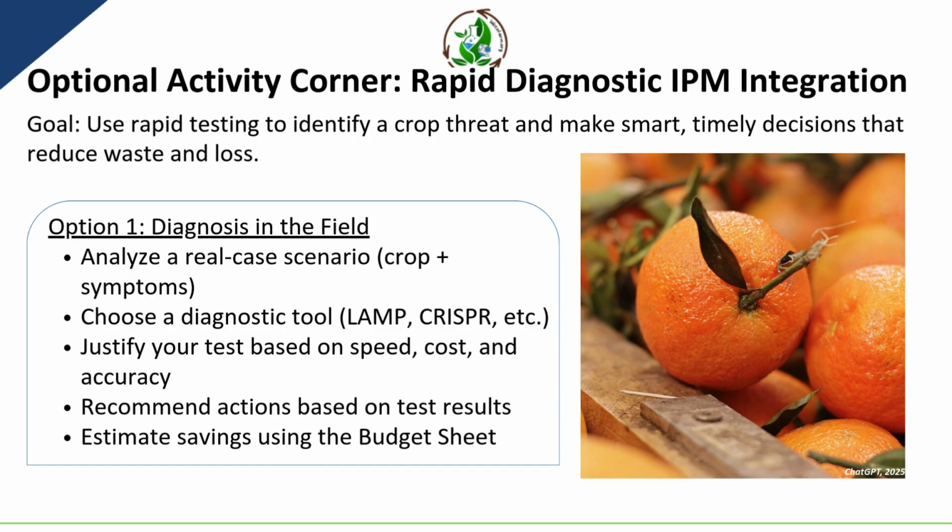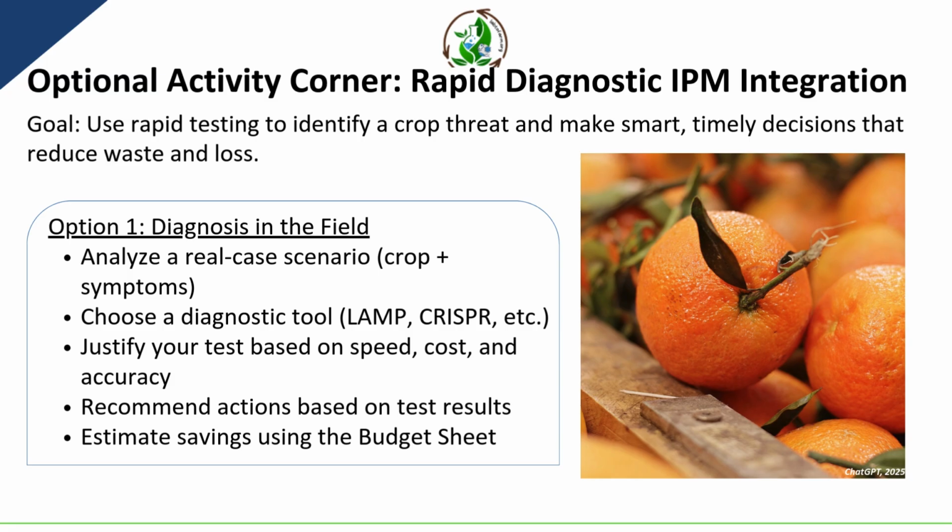Now we'll do an activity that combines everything we've learned about IPM and plant diagnostics. The goal is to identify a crop threat using a rapid diagnostic tool and make smart, timely decisions that reduce waste and crop loss. Start by analyzing a real case scenario. Choose a crop and identify a pest or disease based on symptoms. Then select a diagnostic tool, like LAMP or CRISPR, and justify your choice based on speed, cost, and accuracy.